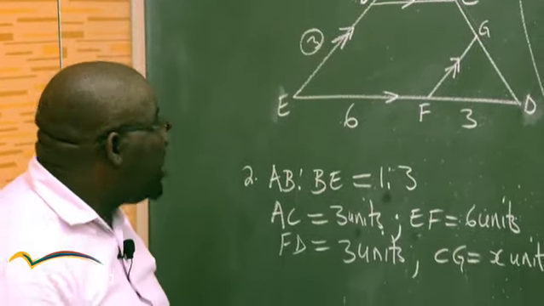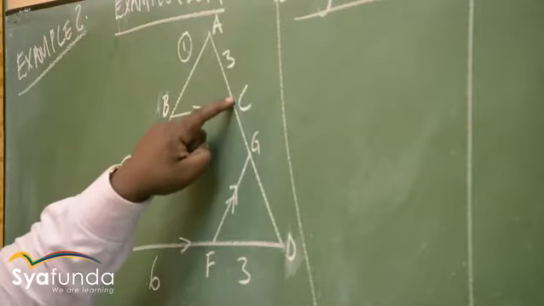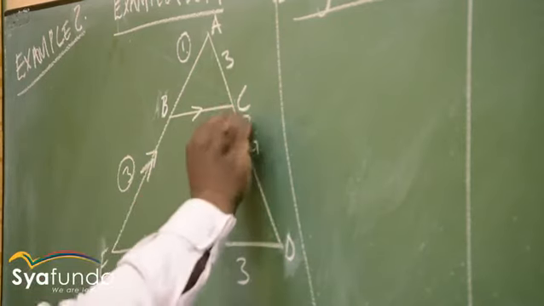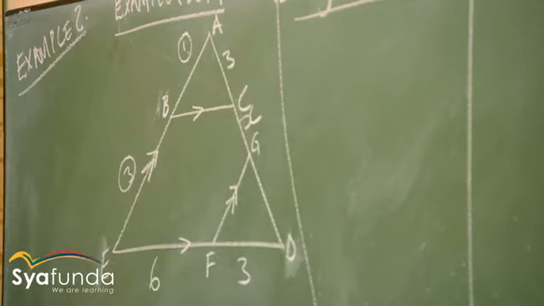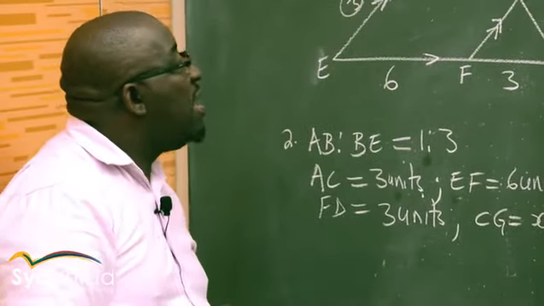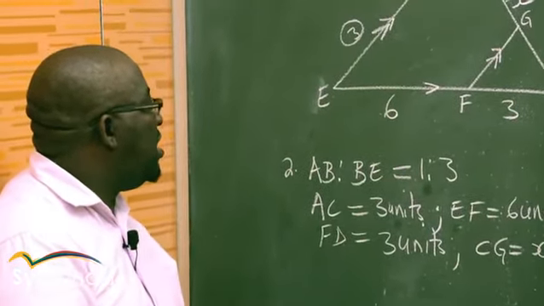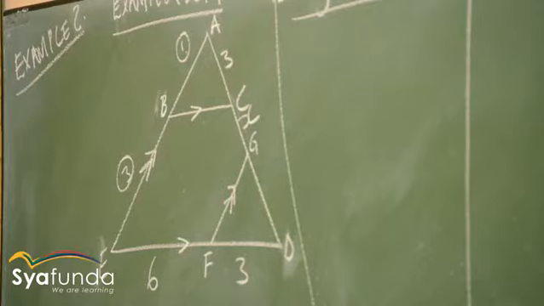And CG, this distance from there to here, CG, it is x units. We're not given it, we're giving it as x. Right. The first question: calculate the length of CD. Where is CD? We're looking for that length, CD.